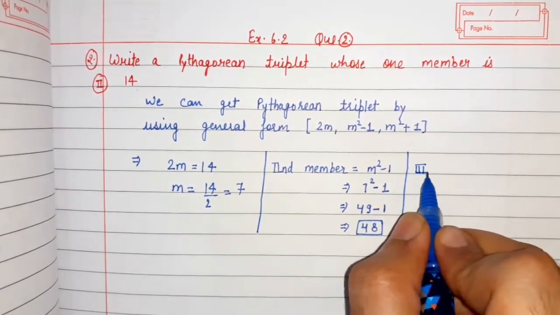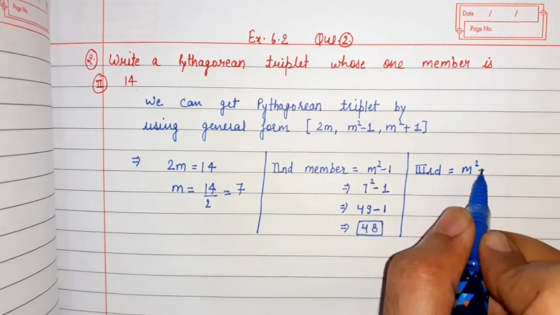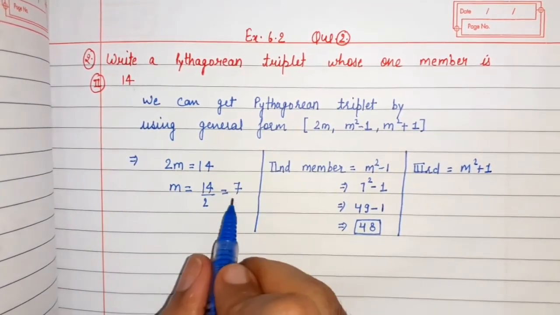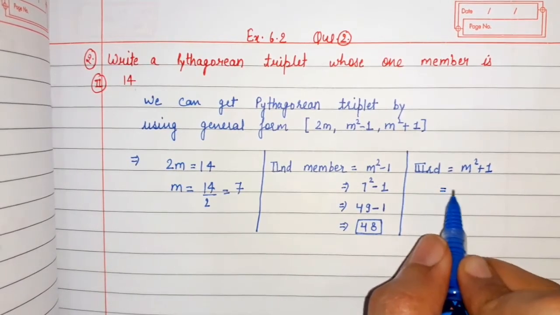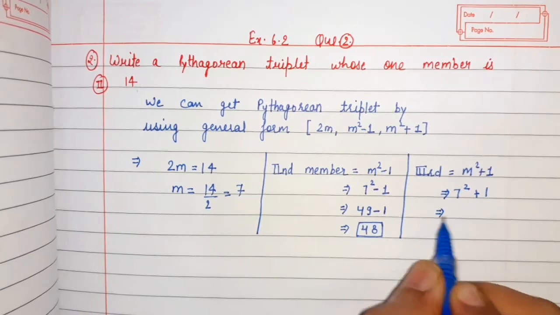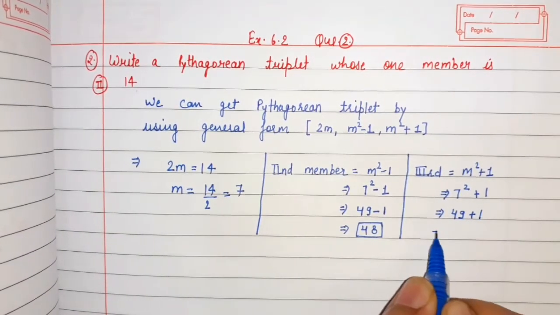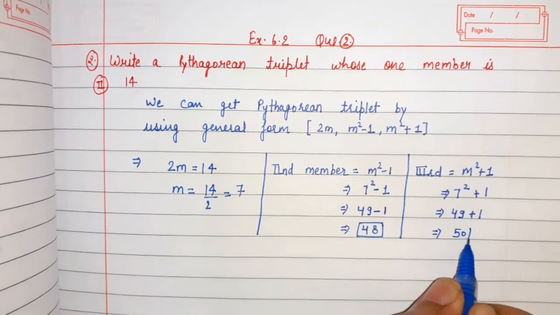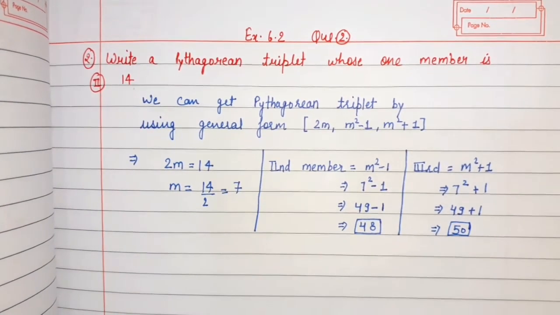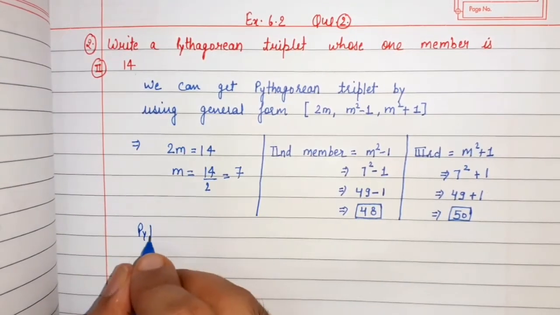Third member is equals to m square plus 1. What is the value of m? 7. So 7 square plus 1. What is the value of 7 square? 49. 7 into 7 plus 1, and the answer will be 50. Now again write the statement, because this is our real answer.